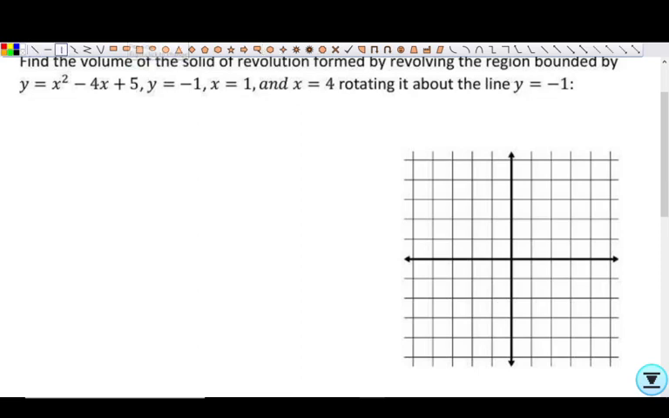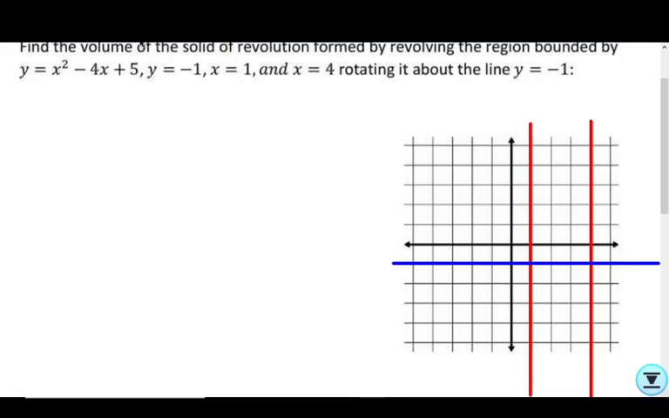It's bounded by the equations x equals 1, which is here, and x equals 4, 1, 2, 3, 4, here, like that. And then y equals -1, which is this here, like that. Okay. And then we have this quadratic right here.